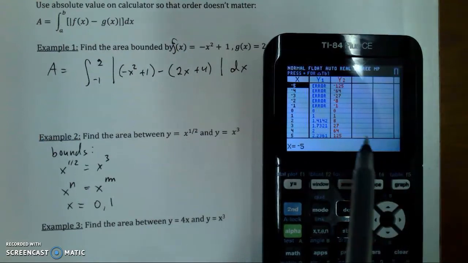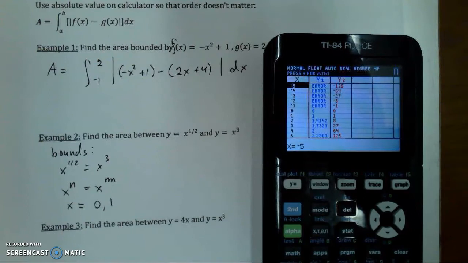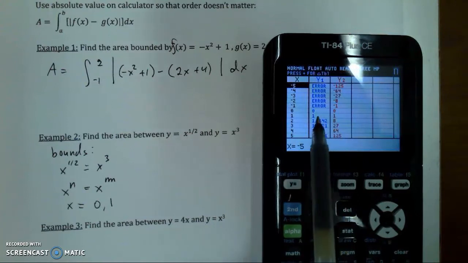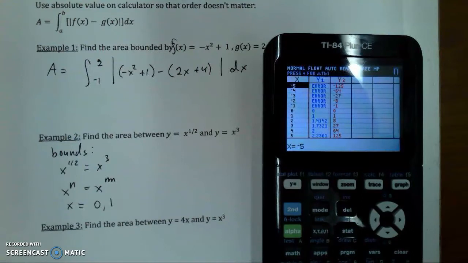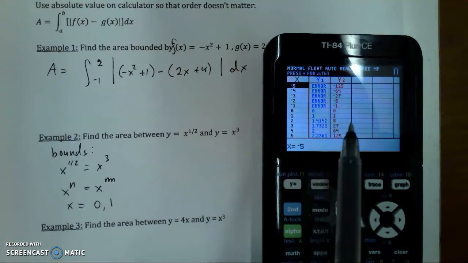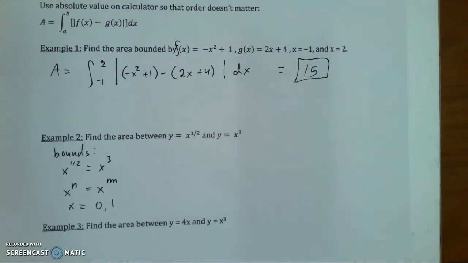What I'm looking for are places where the y values are the same. Because if the y values are the same, that's where they intersect. So as you can hopefully see here, we have the same y value when x is 0, and then we have the same y value at x is 1. We don't care what those y values are, just that they are the same. So again, if you are having trouble finding those bounds by hand, use your calculator, and again, look to see where those two y values are the same.